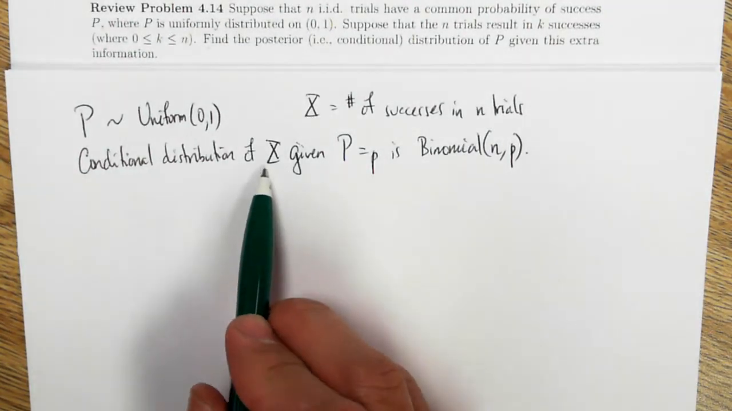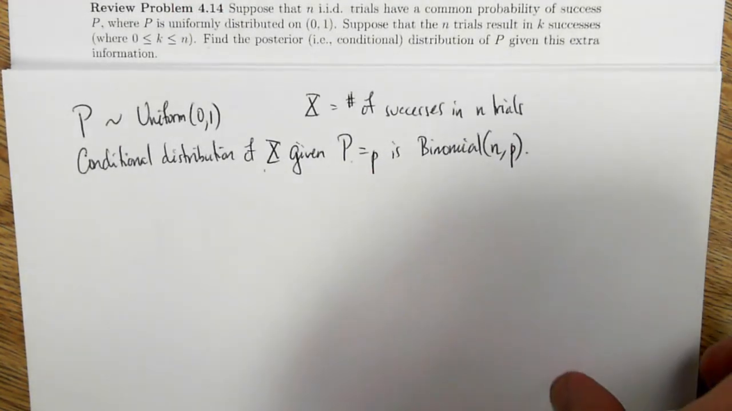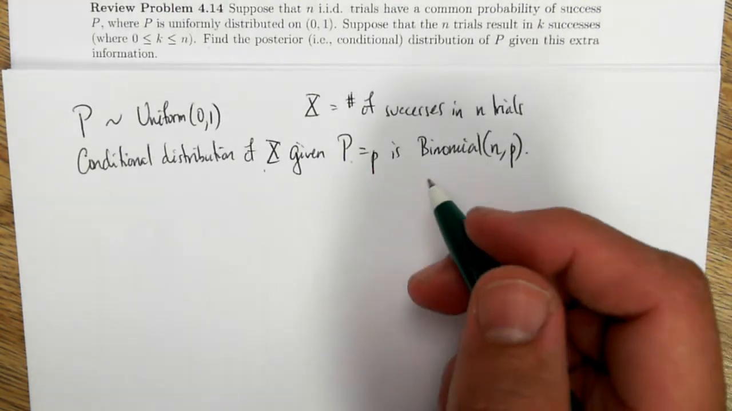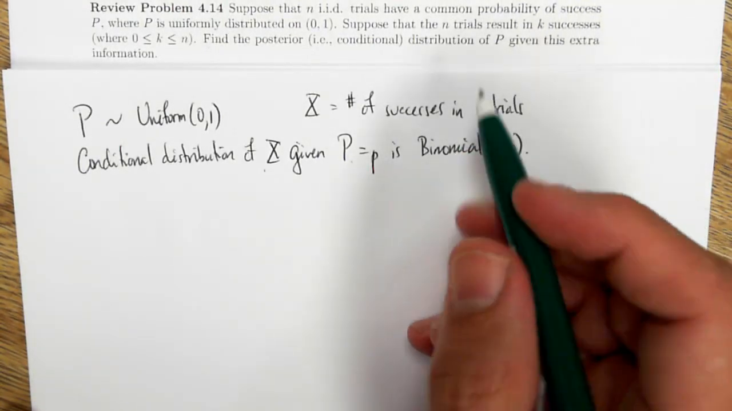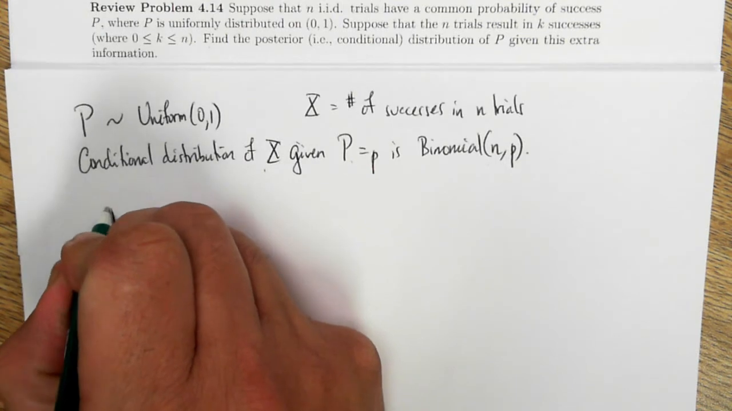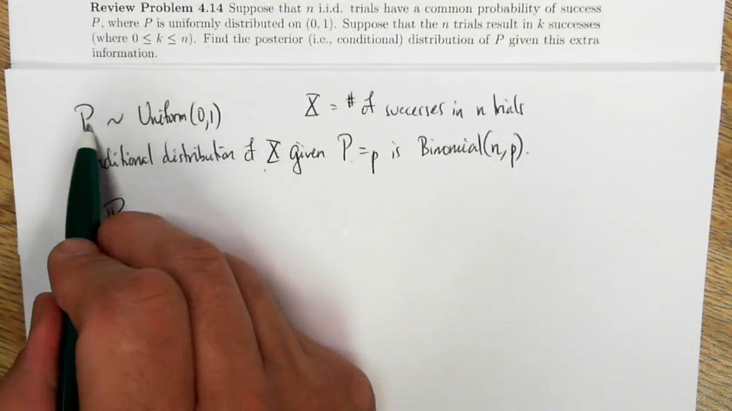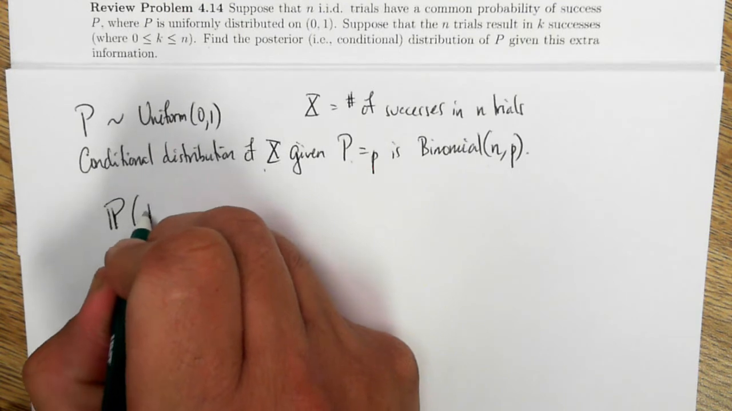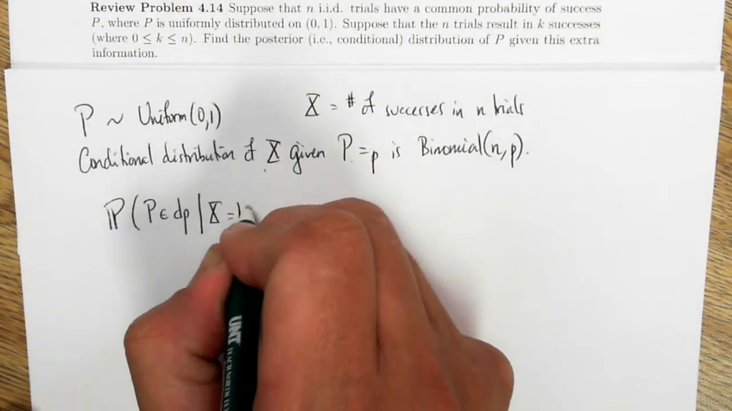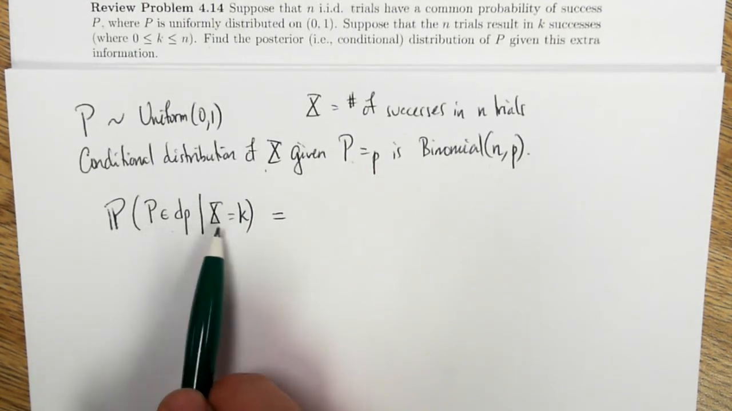So if I know the value of p, then the conditional distribution of x is binomial. This question asks for the reverse. Suppose I know the number of successes, what is the conditional distribution of p itself? So this is basically a Bayes rule problem where I'm given one conditional probability and I'm supposed to find the other. I'm going to write my probabilities like a paragraph symbol for this problem, just to distinguish probabilities from the random variable p. I want to find the probability that my random variable p is in some little interval dp, given that capital X is equal to k.